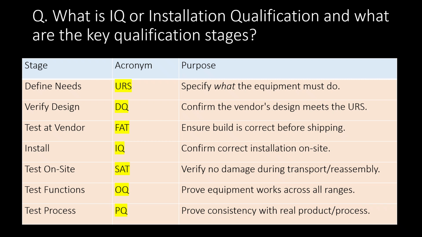First question: what is IQ or installation qualification and what are the key qualification stages? IQ is performed to confirm correct installation on site. Other key qualification stages are URS, user requirement specification, DQ, design qualification, FAT, that is factory acceptance test, SAT, that is site acceptance test, OQ, operational qualification, and PQ, performance qualification.